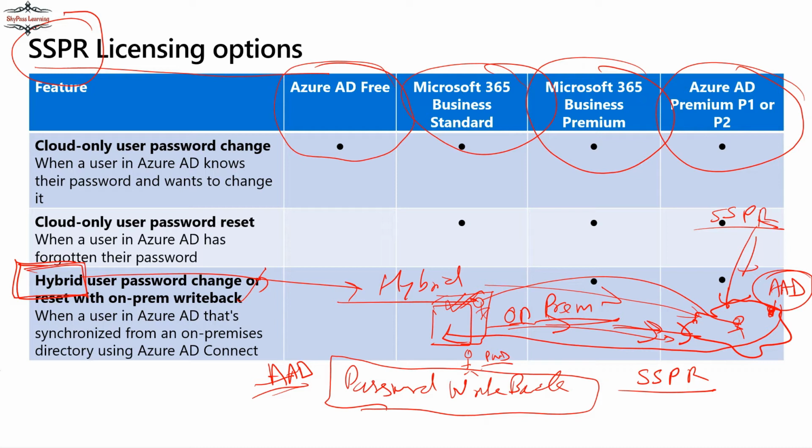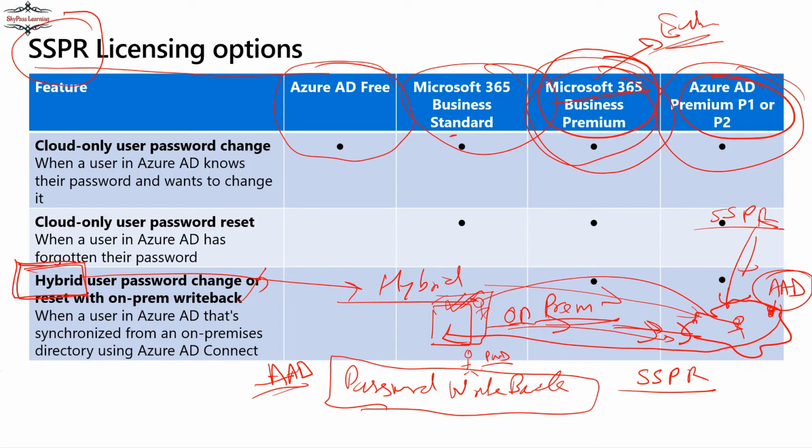But this feature is only supported if you have Microsoft 365 Business Premium, or we can say Enterprise Premium, as this is the minimum requirement from 365. Whereas if we have Azure AD Premium P1 or P2, that also we can utilize to set up SSPR functionality.